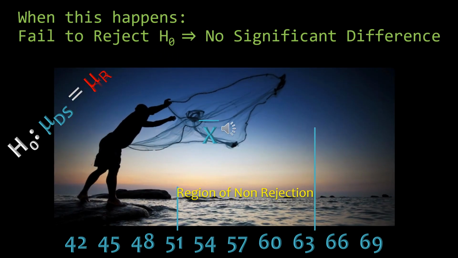When the mu for the other group, the recommended minutes of exercise for our scenario, is located in the area between, in the region of non-rejection, then we fail to reject the null hypothesis that our two mu's are the same. And that is a non-significant difference.